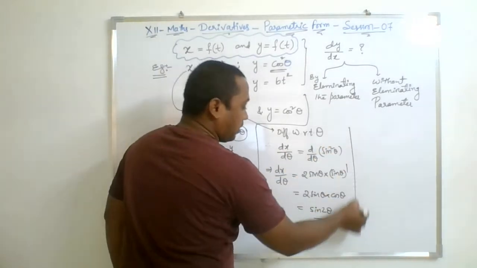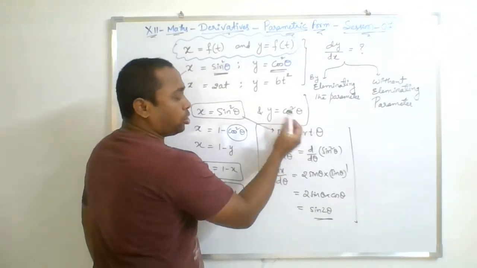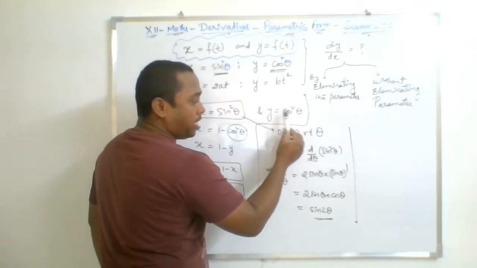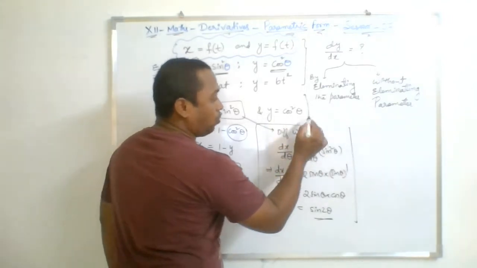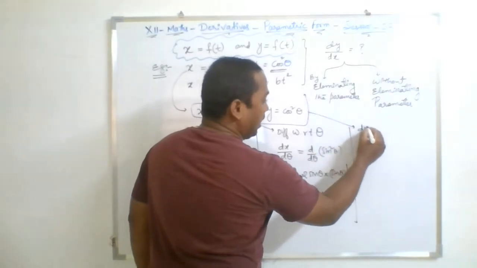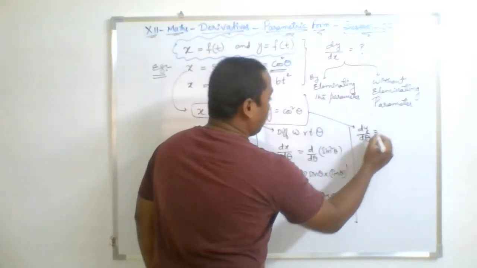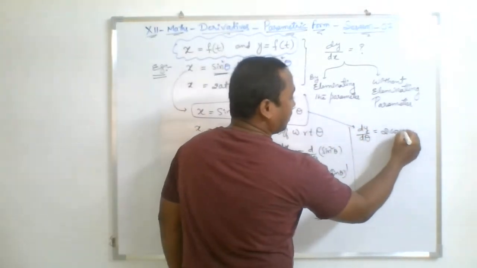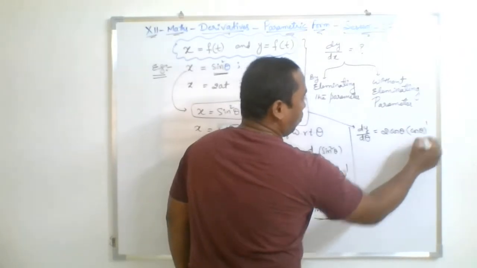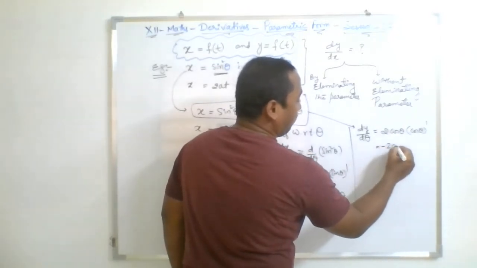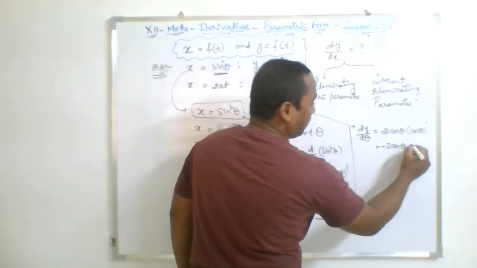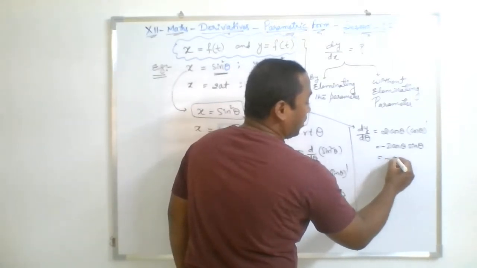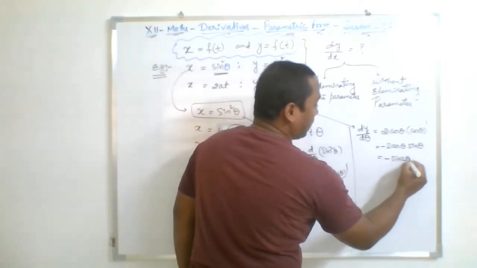Now the next part in a similar manner. y is also a function of theta, hence I am taking the derivative of this entire equation with respect to theta only. So ultimately dy by d theta will give, I am directly writing the answer over here, 2 cos theta into the derivative of cos theta, which is minus sine theta. Hence the total is reduced to minus sine 2 theta.